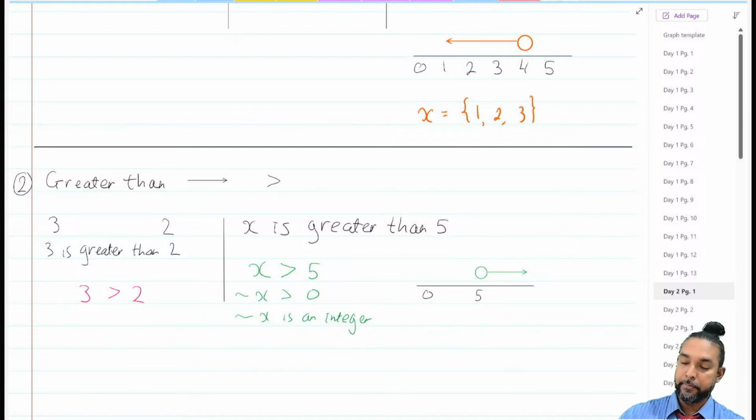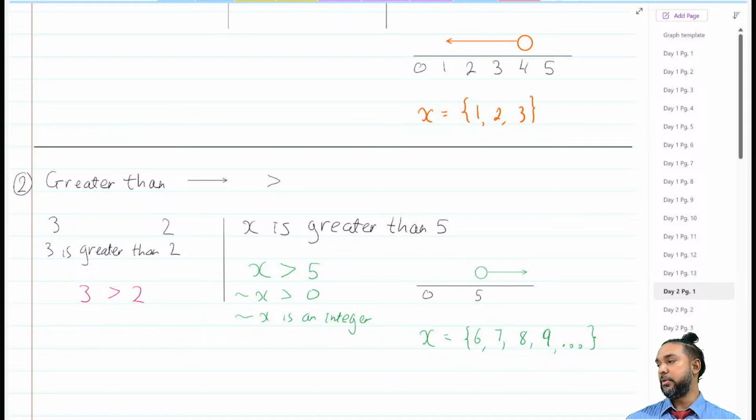Nothing inside the circle. So if we had to write a solution set for this, it would look like this. So x would be equal to... what's the first integer or whole number bigger than 5? 6. The next one is 7, then 8, then 9. Would it ever stop? No. So you put a dot, dot, dot to indicate that it continues infinitely.